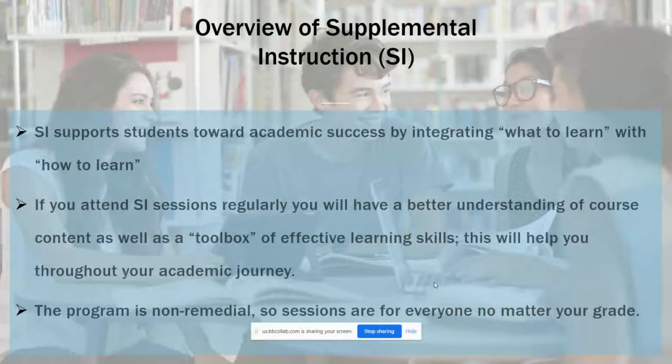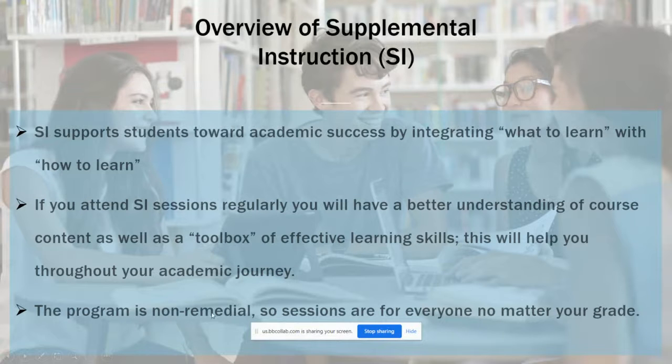Continuing the overview, SI supports students towards academic success by integrating what to learn with how to learn. So we're covering course materials as well as study tips and tricks. We're building basically a toolbox for you guys. This will help you not only in this course, but throughout your whole academic journey. If you attend SI sessions regularly, you will have a better understanding of course content, as well as a toolbox of effective learning skills. It's just what I said.